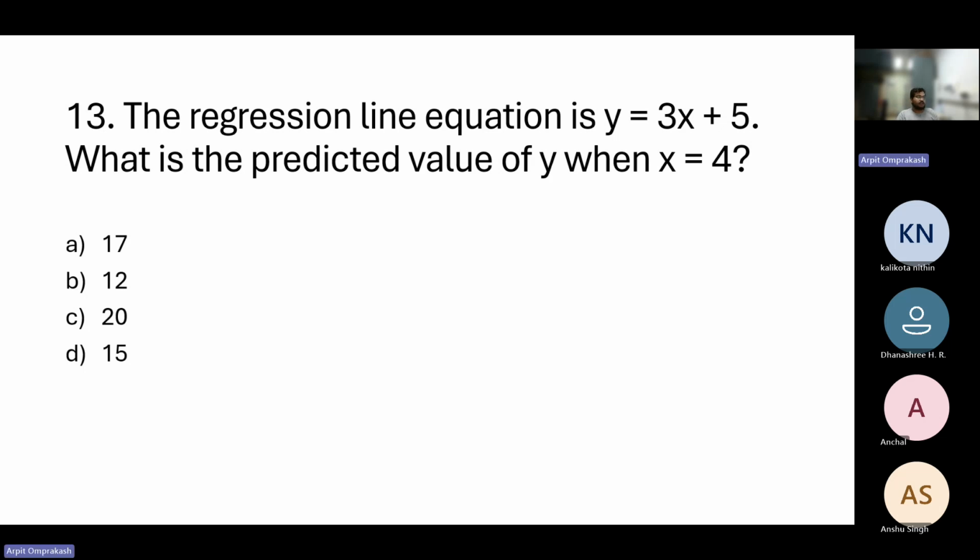The regression line equation is y is equal to 3x plus 5. What is the predicted value of y when x is equal to 4? So this is a straightforward question. We have y is equal to 3x plus 5. We have x equal to 4. You just plug it in. So 3 into 4 plus 5 is 12 plus 5, which is 17. Answer here will be option A, 17.